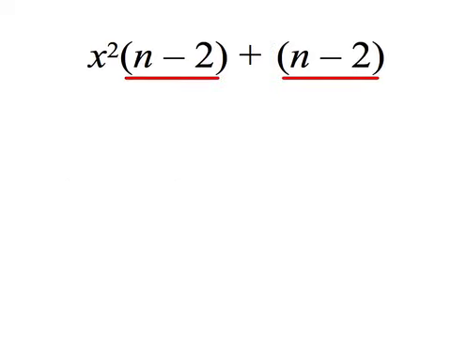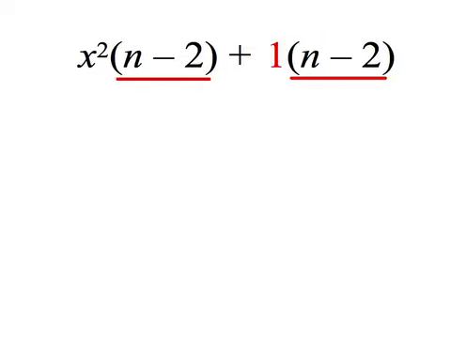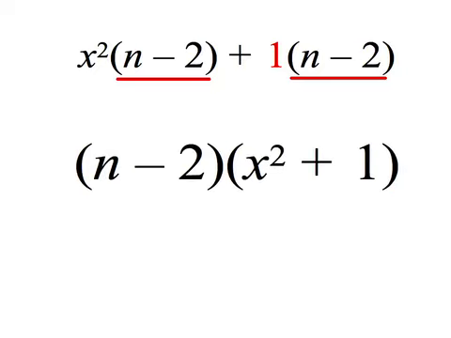Here's another. We see that the common factor is n minus 2. But there's nothing there on the right term. But of course, we can always put something there. And of course, that's 1, because n minus 2 is the same as 1 times n minus 2. So now when we factor, we get n minus 2 as one binomial, and x squared plus 1 is the other.